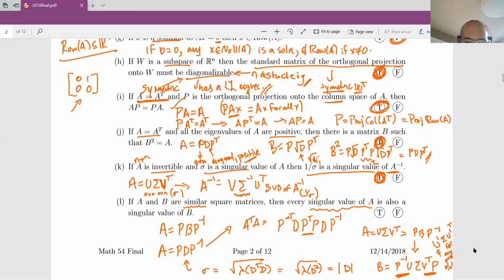But maybe before doing that, let me tell you the conceptual reason why this should be false. One of the properties of the singular value which we discussed is that the largest singular value measures how much the matrix can change the norm of a vector, right?